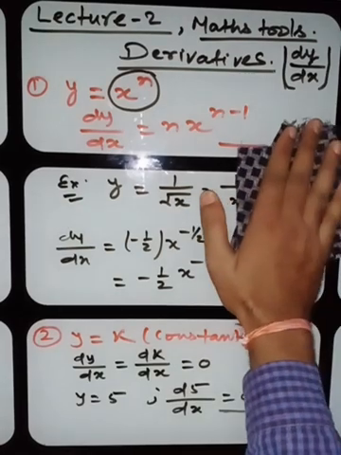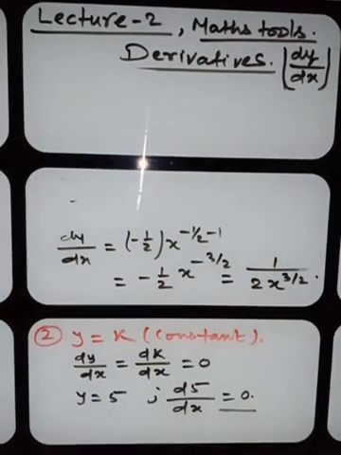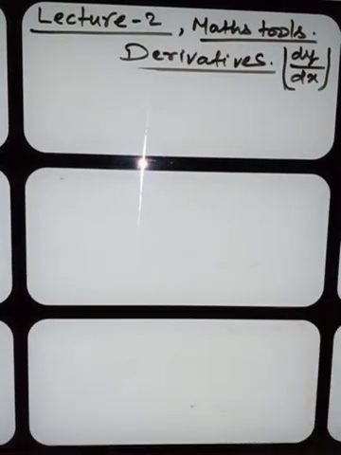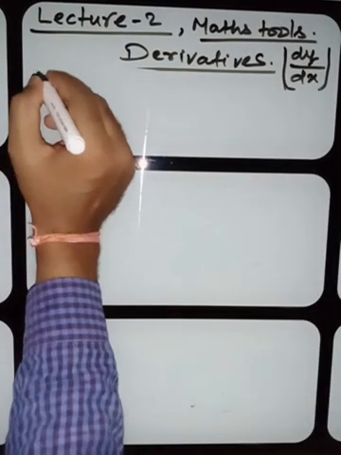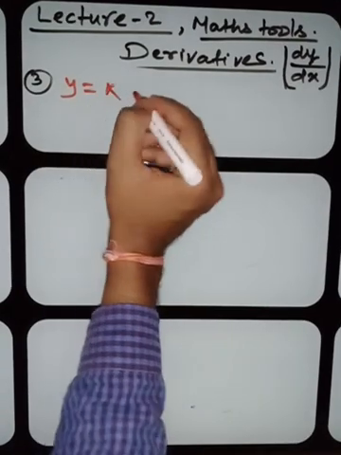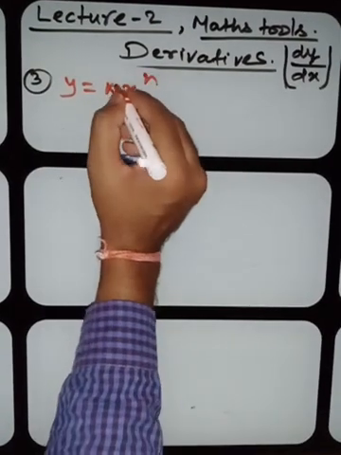Alright, now the next rule, we move to the next rule. Can you note down, my dear students? Yes. Now the rule number 3, third rule, third one. Okay, if any function is represented as y is equals to constant times x to the power n, what will happen?